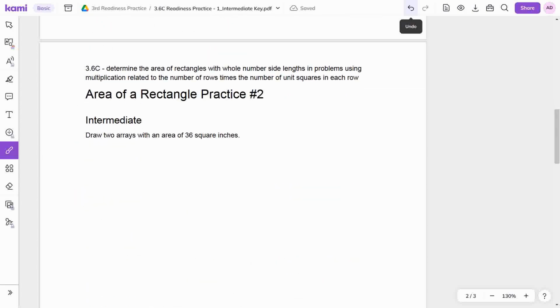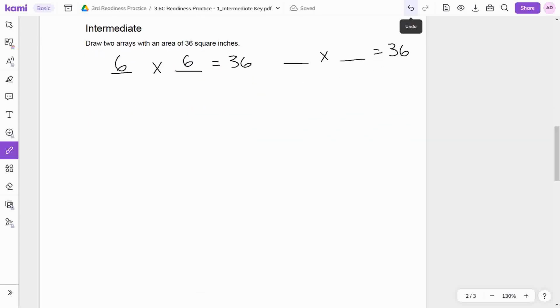So now we need to draw 2 arrays with an area of 36 inches. All right, so I need to be thinking what times what equals 36. Well, the first fact I always think of is 6 times 6. All right, so I can draw a 6 times 6 array.